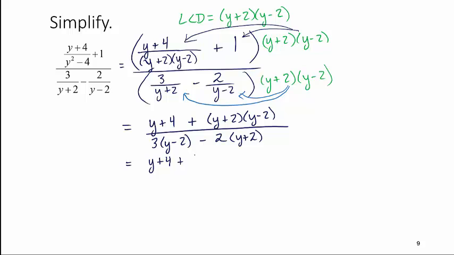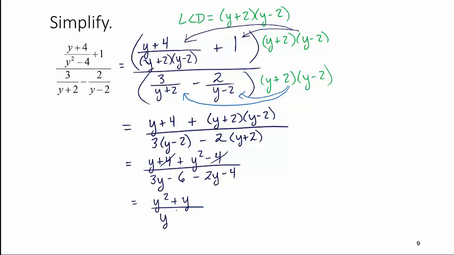So I have y plus 4, and then plus y squared minus 4, right? y plus 2 times y minus 2 is the difference of squares. And then in the denominator, distribute the 3 through. So I have 3y minus 6 minus 2y minus 4. Okay, so I have y squared plus y in the numerator, right? The 4's go away. And in the denominator, 3y minus 2y is y. Negative 6 minus 4 is minus 10.